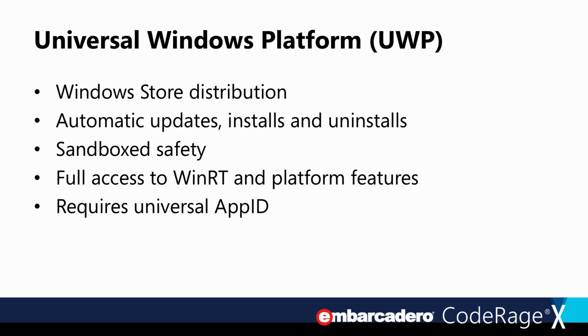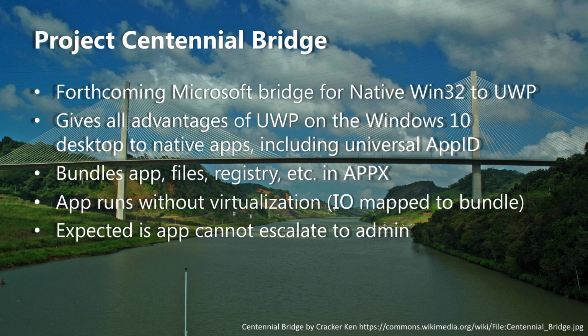With being a Universal Windows Platform application, an application gets full access to the Windows RT and all platform features. And it has a universal app ID that uniquely identifies that app. So that's where Project Centennial comes in. This is a bridge that's coming out from Microsoft. They've announced it and already started talking about it. That's going to allow Win32 and Win64 based applications, native applications, to run as Universal Windows Platform apps. This gives all the advantages of the UWP and Windows 10 WinRT to desktop native apps.